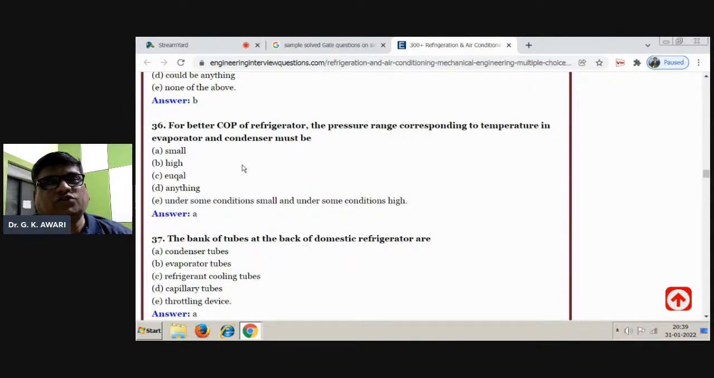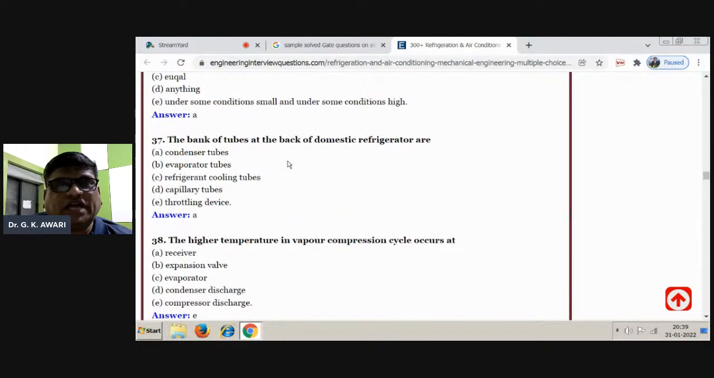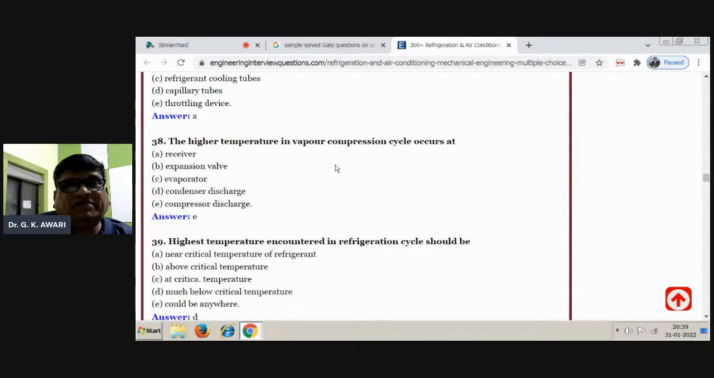For a better COP of the refrigerator, the pressure range corresponding to the temperature in the evaporator and condenser must be small. What is the bank of tubes at the back of the domestic refrigerator? We have discussed that part of the condenser is located outside of the room. So this bank of tubes is nothing but the condenser tubes, because the capillary tube, throttling device, and evaporator tubes are inside the room. The highest temperature in a vapor compression cycle occurs at the compressor discharge.